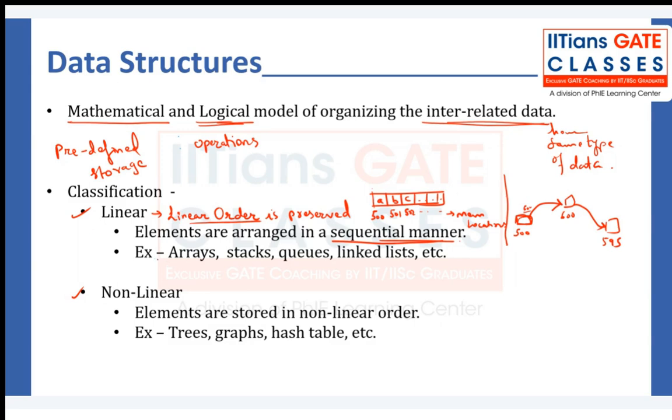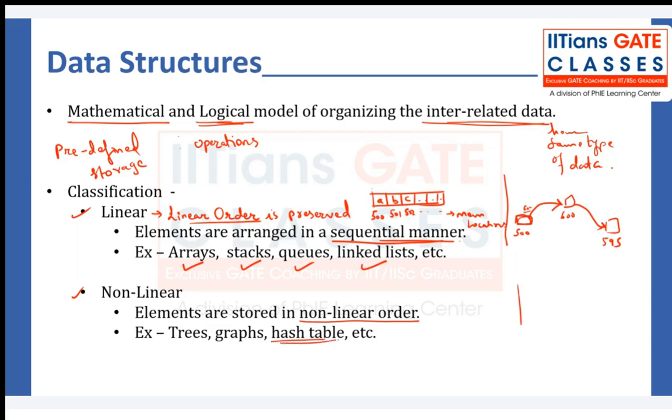So what are examples of some of your linear data structures? Arrays, stacks, queues, linked lists. We'll be seeing each and every data structure. Today we'll do arrays. And similarly, what would be a nonlinear data structure? Where the linear order is not preserved, right? Elements are stored in nonlinear order. So I'll just give you an example. We won't go into much detail. Let's take an example of a hash table.